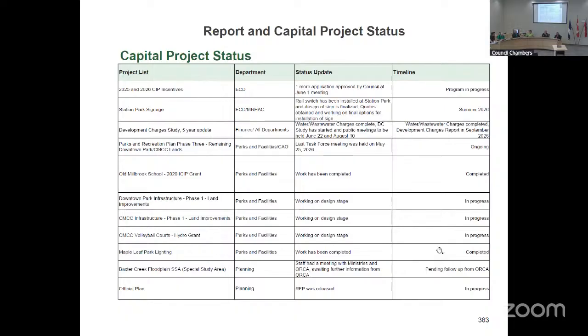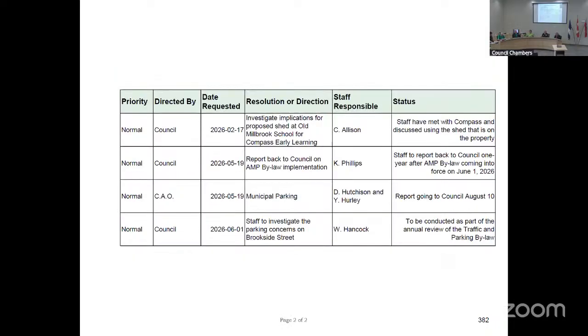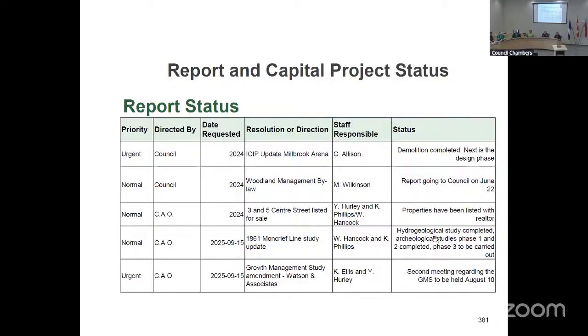Any other questions with regards to the capital report? If not, we'll take a mover and a seconder for that report. Moved by Councillor Natchoff, seconded by Deputy Mayor Huntley. All in favour? That is approved. Going back to my next council committee verbal reports.